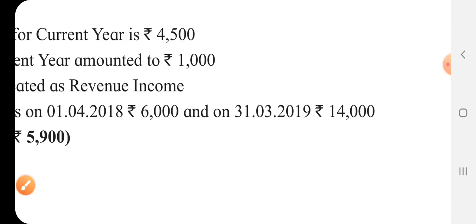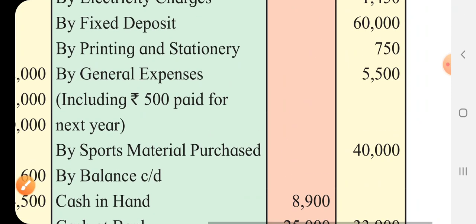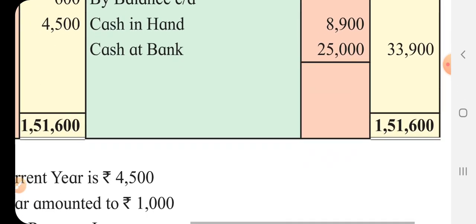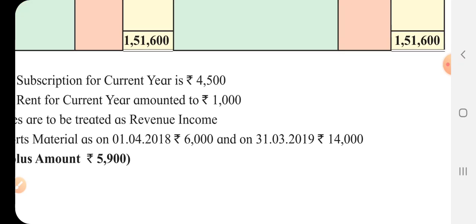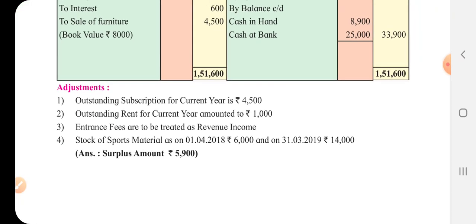So 6,000 plus 40,000, 46,000 minus 14,000. Opening plus new minus closing. That formula will be used to find out the exact consumption of sports material, exact use of sports material in this current year. Okay. Now let's see the solution.